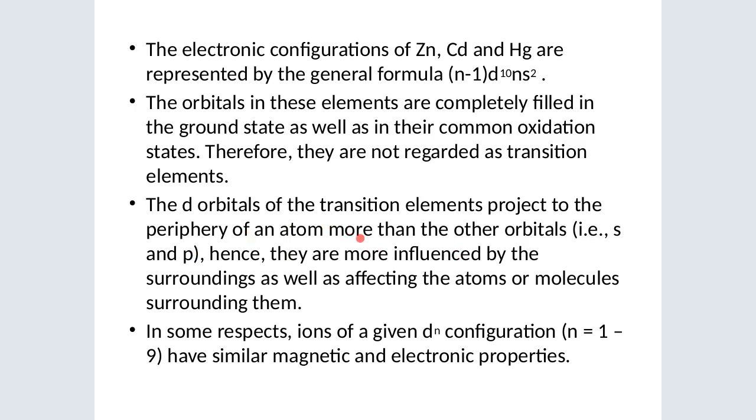The d orbitals usually are peripheral. They project towards the outer part of the atom as opposed to the s and p, and therefore they are more influenced by the surroundings, as well as they affect atoms or molecules that surround them. So the surroundings would affect them, and they would also affect the surrounding atoms or molecules.